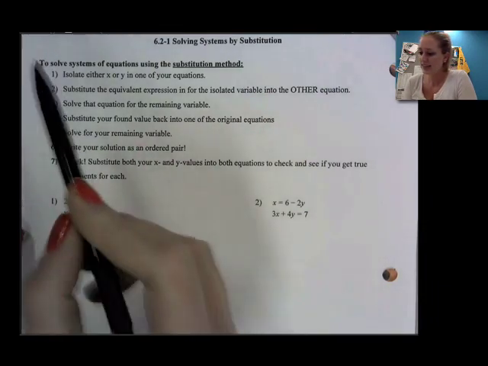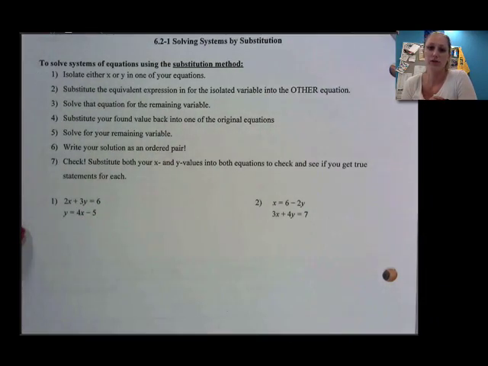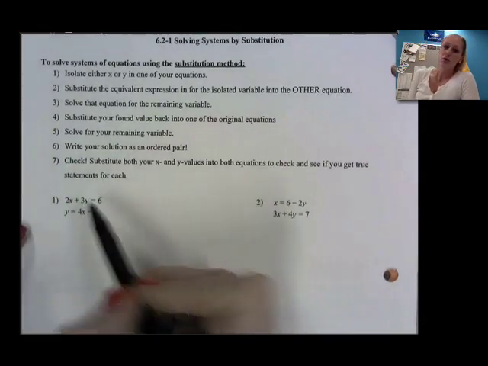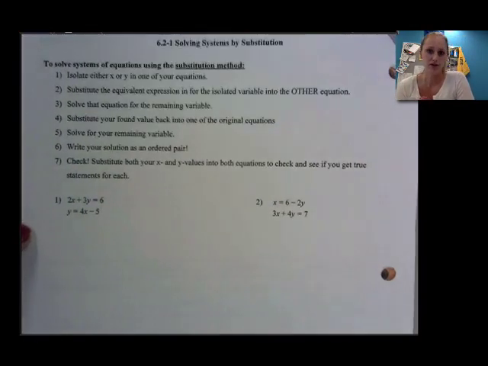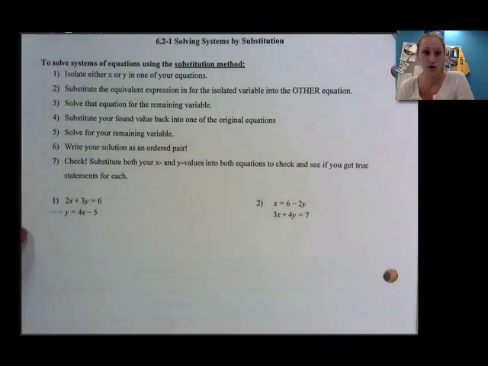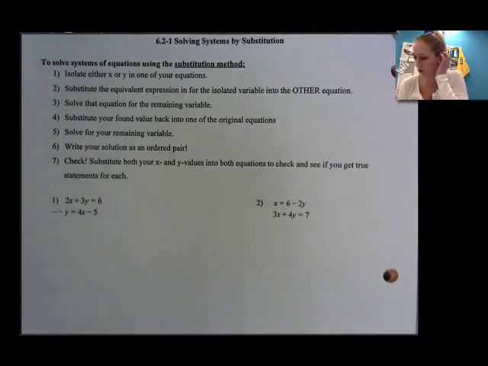So it says isolate either x or y in one of your equations. So here's our system, so we have two equations. And I want one equation where either x or y is by itself. Okay, so right now I actually have that. So this one, y is already by itself. So we are good on step one.